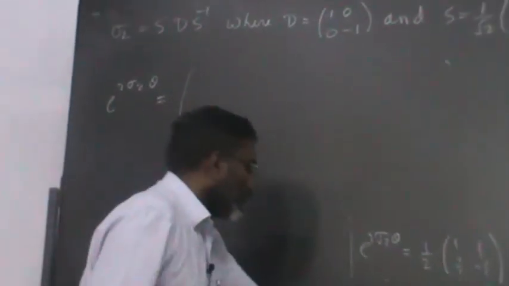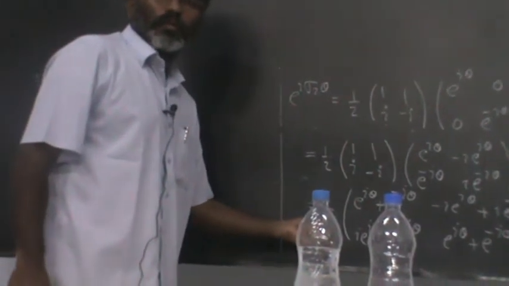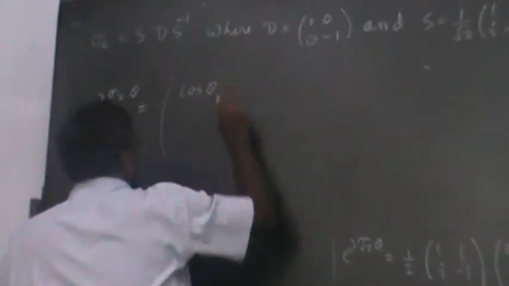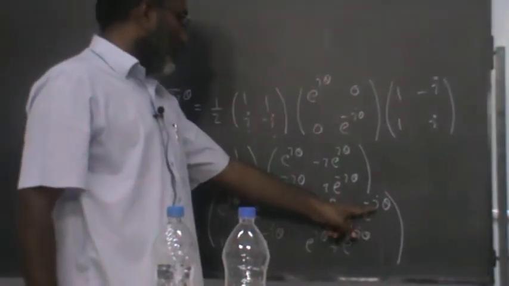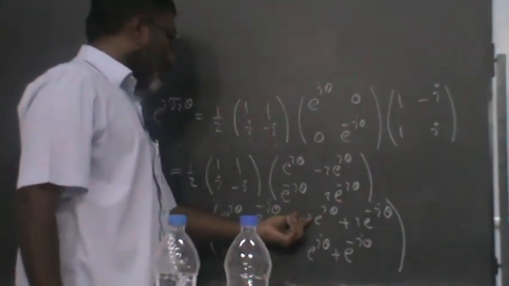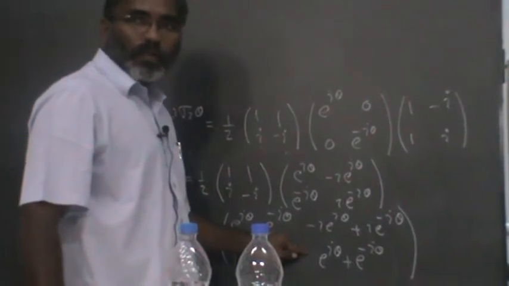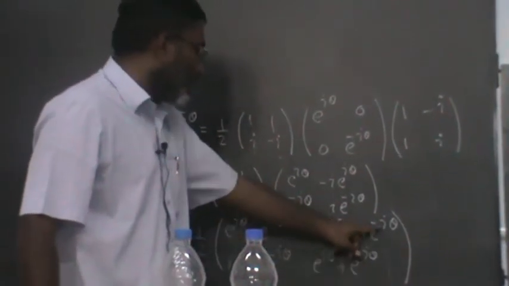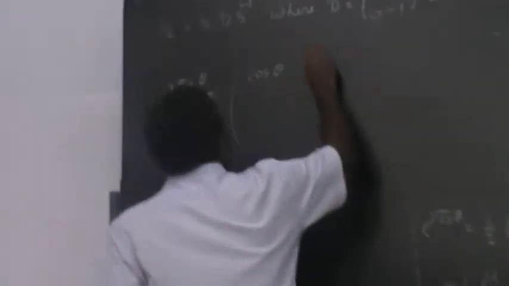What will be e power i theta plus e power minus i theta by 2? Cos theta, right? So the first term is cos theta. If I pull out a minus i, it will be e power i theta minus e power minus i theta. I have a minus i. If I take it to the denominator, it will become i. So e power i theta minus e power minus i theta by 2i is sin theta. So this is equal to sin theta.